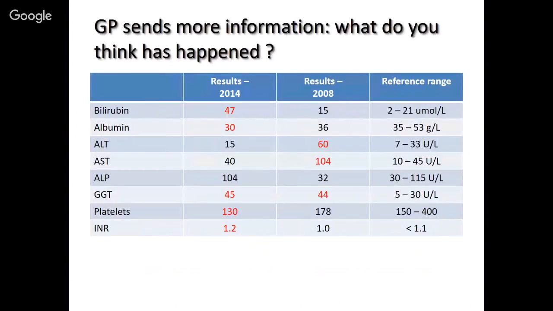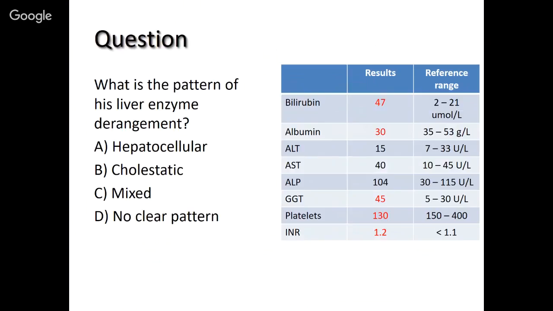So the GP sends you some more information now. And what you can see is that back in 2008, he felt fine, he didn't probably know much, but actually at that time, he had a little bit of a transaminitis, you can see here, or a bit of a hepatitic type of picture. And so probably what was happening is that back in 2008, he had something going on, which has then led to the damage to the liver that we're now seeing.